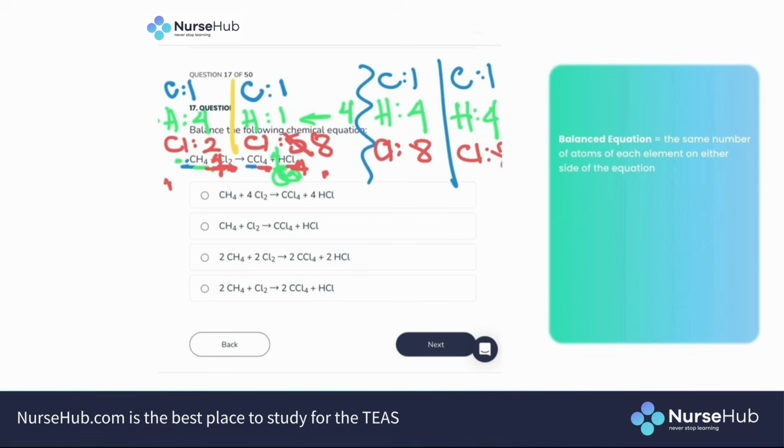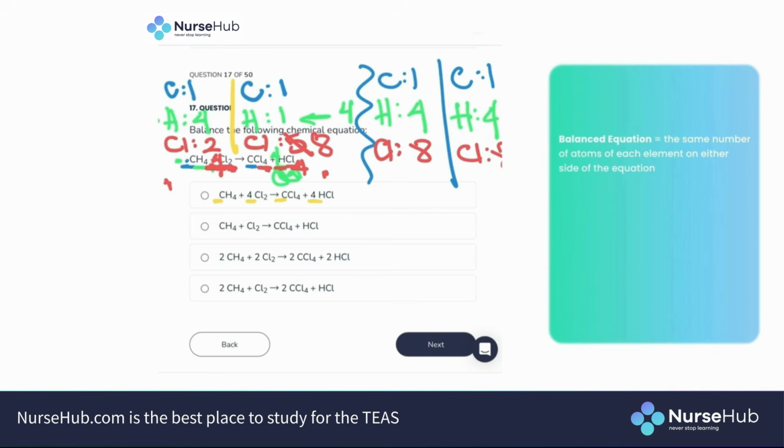So our correct answer will have the coefficients of 4 and 4, 1 before the Cl2 and 1 before the HCl on the product side. Let's see if any of our answer choices read as such. This first answer choice has no coefficient here. That checks out. It has a 4 here. That's where we want a 4. No coefficient here and a 4 here.